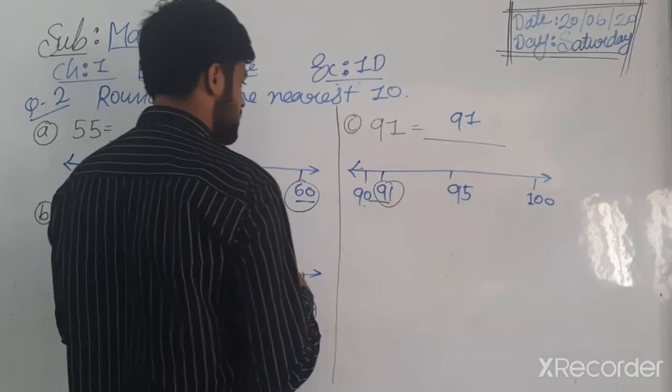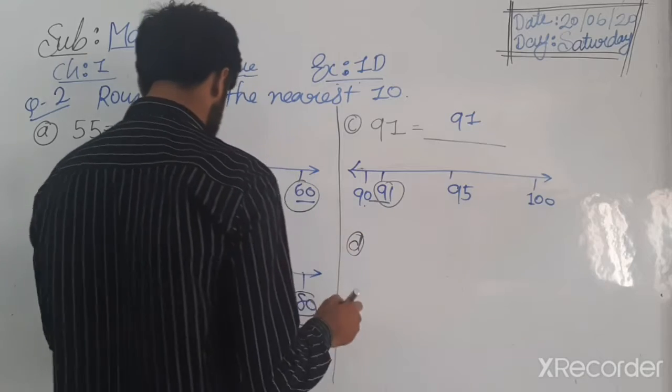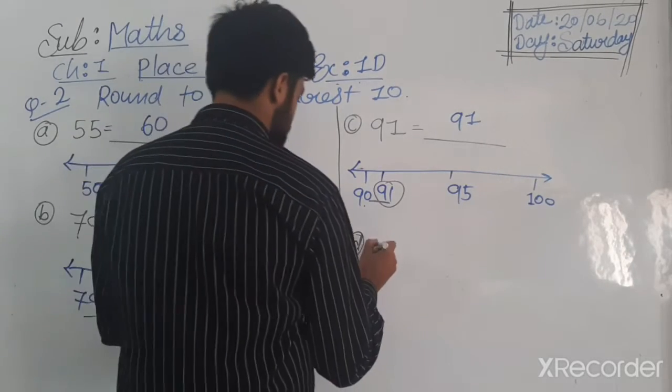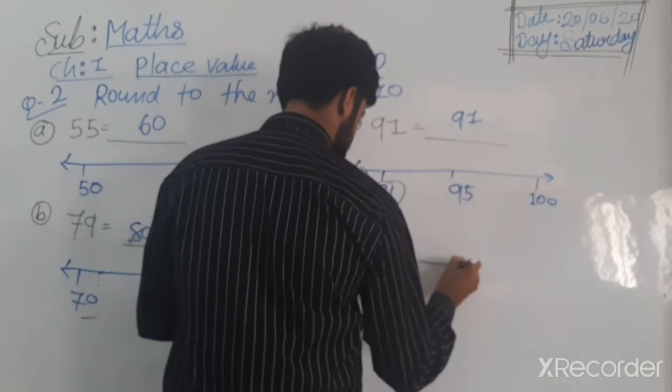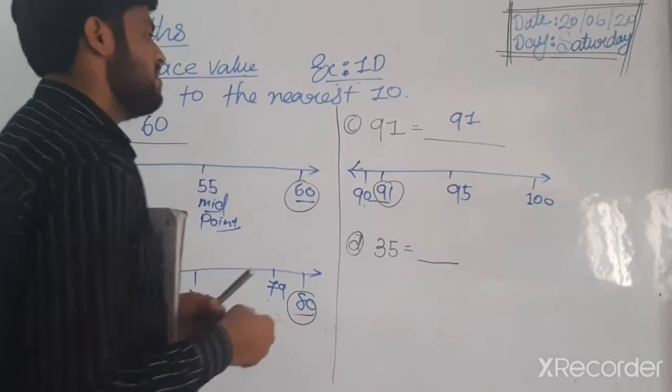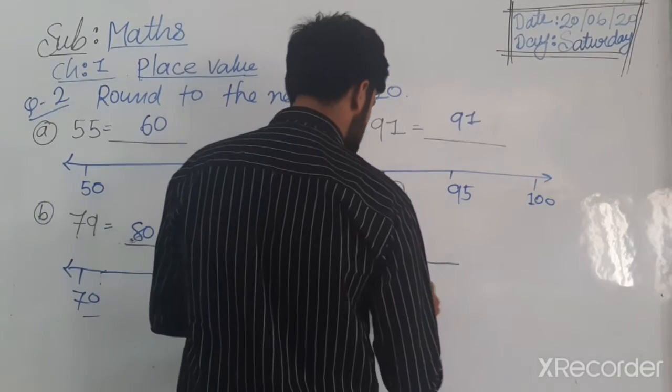Then further, question number B. Question number B is 35. So now let's check 35 on the number line.